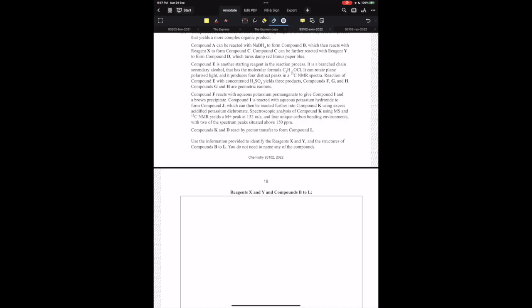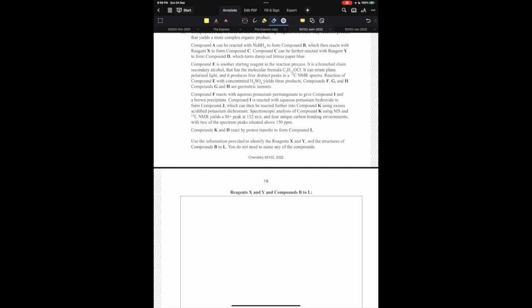Spectroscopic analysis of compound K using mass spectrometry and 13C NMR yielded an M+ peak at 132 m/z and 4 unique carbon bonding environments, with 2 of the spectrum peaks situated above 150 parts per million. Compounds K and D react by proton transfer to form compound L.